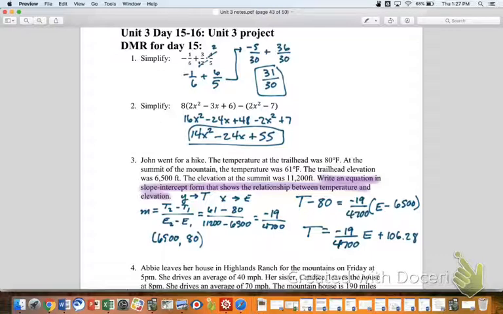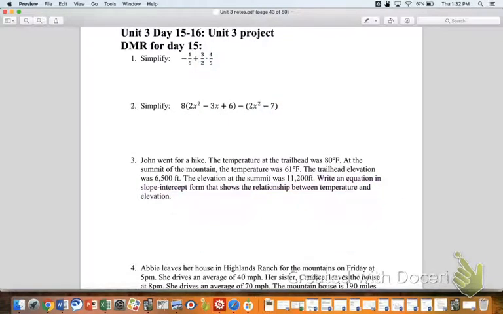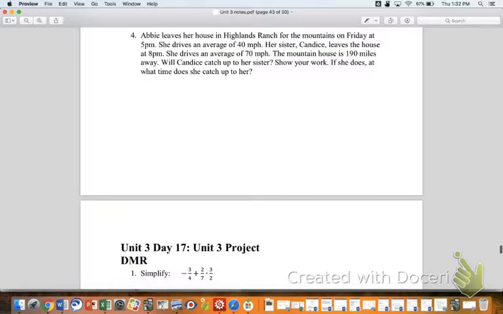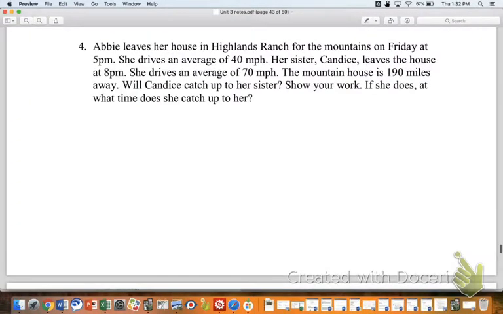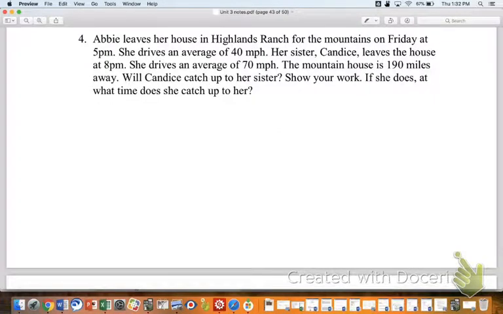All right, so then finally number 4. I want to give you guys hopefully a good reminder of a method for doing this. First of all, just read it like a story. Don't get too hung up on any of the numbers or any of the math stuff. Just read it like a story. Would it be fair if I summarized this whole story to say, Abby got a head start going to the mountain house. Candace tried to chase her down?